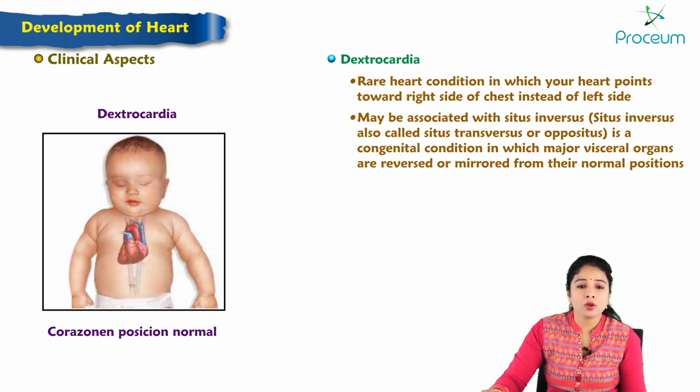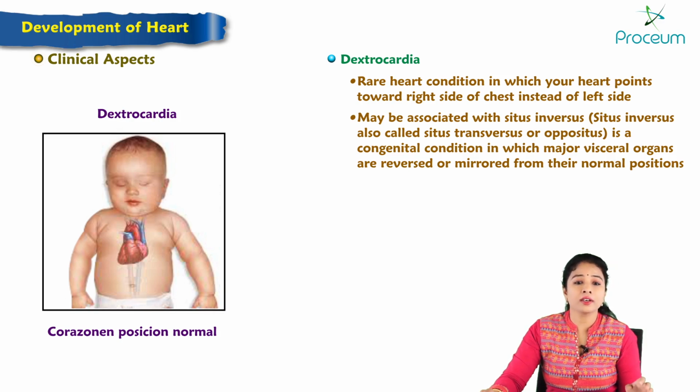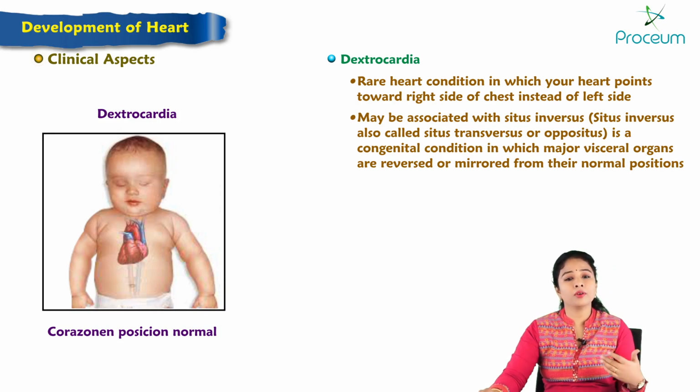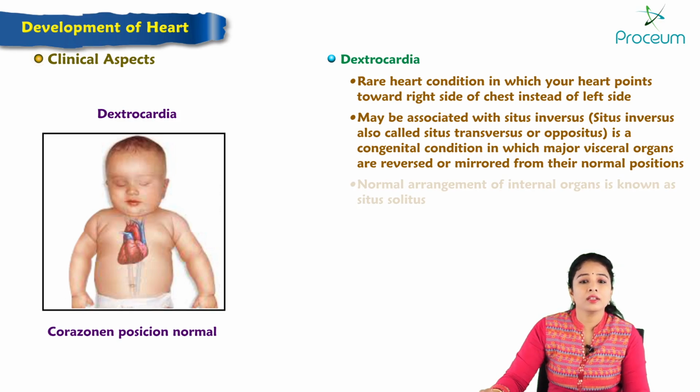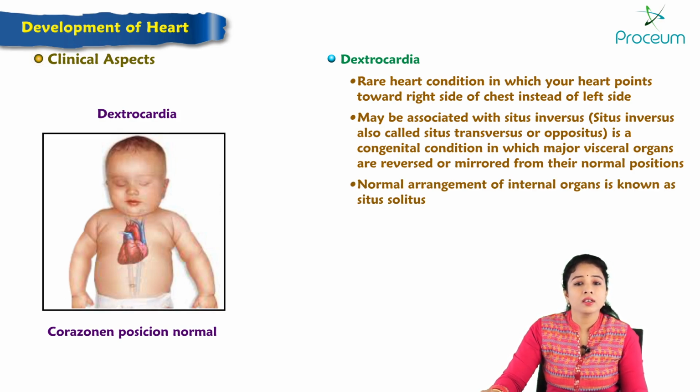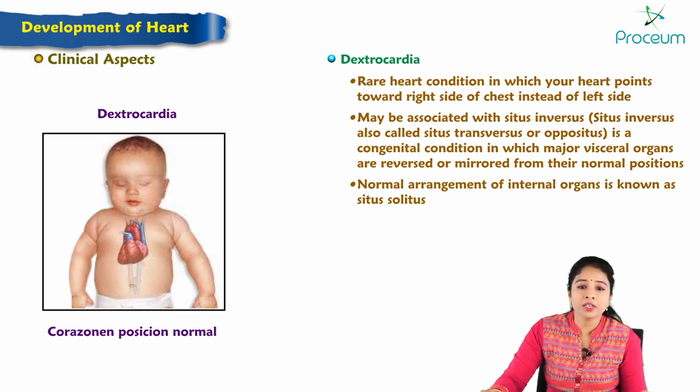Situs inversus, also called situs transversus or situs oppositus, is a congenital condition in which the major visceral organs are reversed or mirrored from their normal position. Which means organs that are supposed to be on the left side will be on the right side. The normal arrangement of internal organs is known as situs solitus. So with this, we are winding up this session. We could continue with the development of the heart chambers.